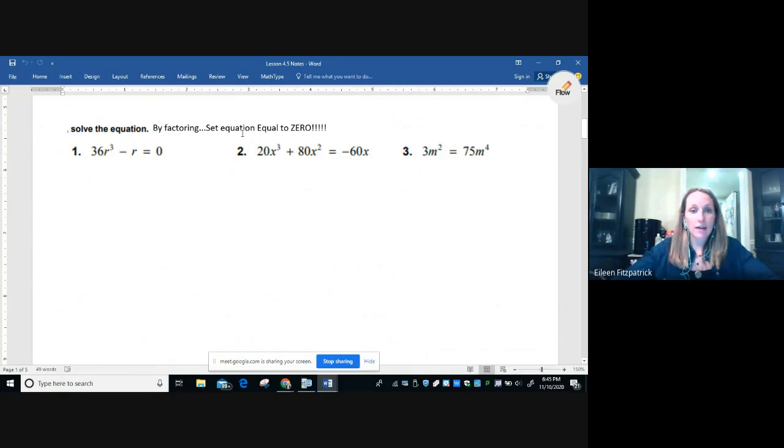So the first set of problems, it says solve the equation by factoring, and then I have my little hint here, set each equation equal to 0. So if we're going to solve, and some of them are already set equal to 0, the first step is to set it equal to 0, and then we're going to try to factor. So let me get my pen set up here.